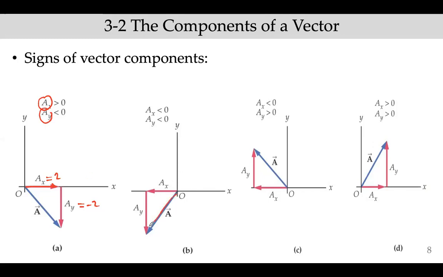If the vector is pointing this direction, then both components are negative. And if the vector is pointing in this direction, then y component is positive, x component is negative. And if it's pointing in this direction, so the angle between 0 and 90, then both components are positive.